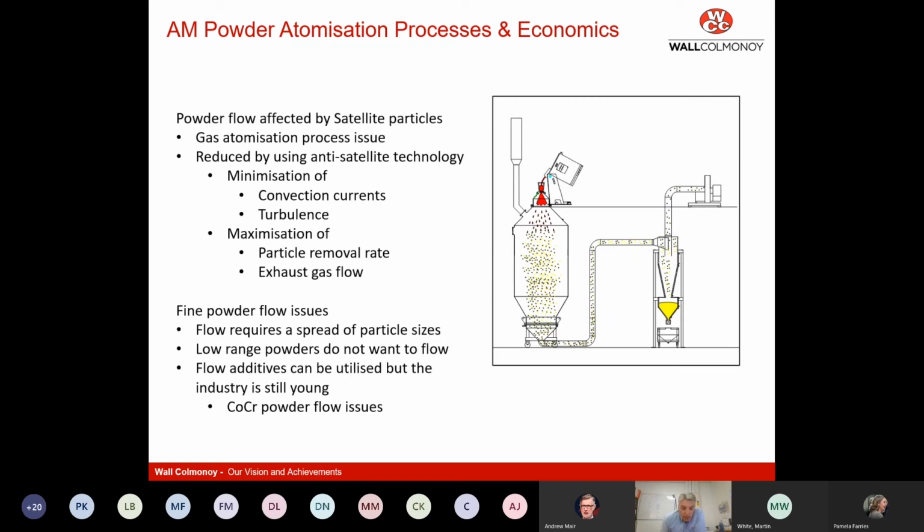We do have opportunities to use flow additives. I think Martin might be able to guide us there in terms of a specification for using flow additives in AM powders. That can be used, and we're working with one of our AM customers on an investigation into the use of flow additives without the deterioration of a part, and that's in a cobalt chromium powder. Next slide, please.